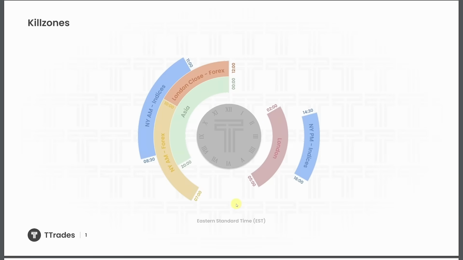Now, once again, to understand daily profiles, you have to have an understanding of the killzones and sessions. Now, these are the normal killzones and sessions. However, I am just going to focus on London and then the New York AM session.